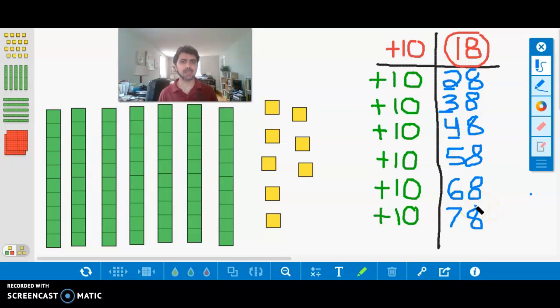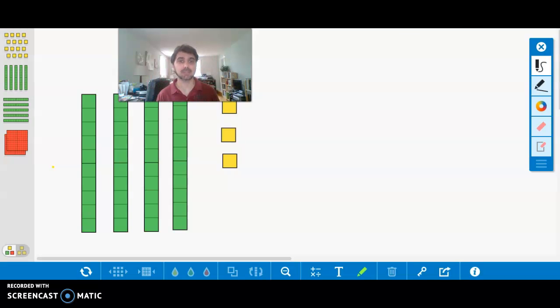So what happens if we were adding some more tens? Like what if we added 2 tens, which would be 20, or 3 tens, which would be 30, or if we added 40, which is 4 tens, right? My goodness. So let's take a look at what happens.